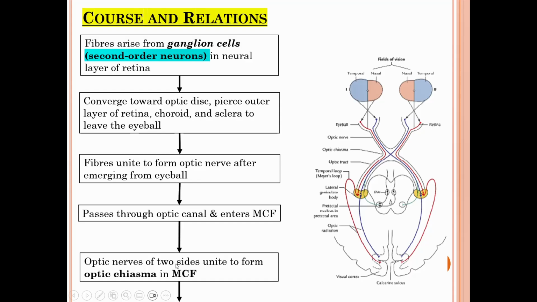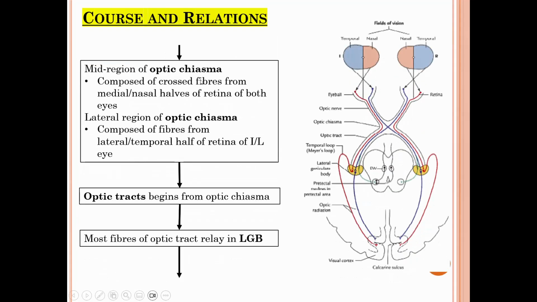Optic nerves of two sides unite to form the optic chiasma in middle cranial fossa. So when we talk about the optic chiasma, the mid region consists of the crossed fibers from the medial and nasal halves of the retina of both the eyes. Okay, so that is the crossing fibers, and the lateral region of the optic chiasma is composed of the fibers from lateral or temporal half of retina of ipsilateral eye. Okay, and they continue as the optic tract.